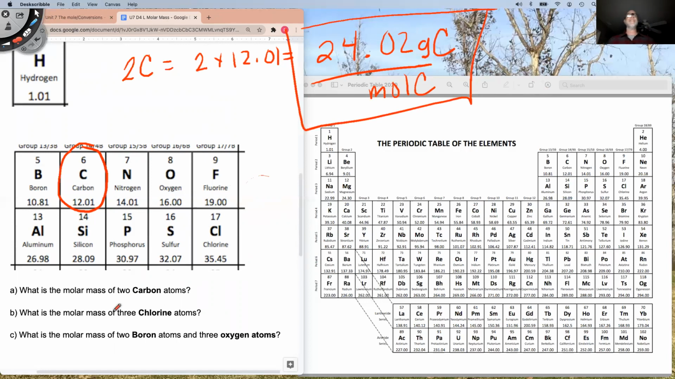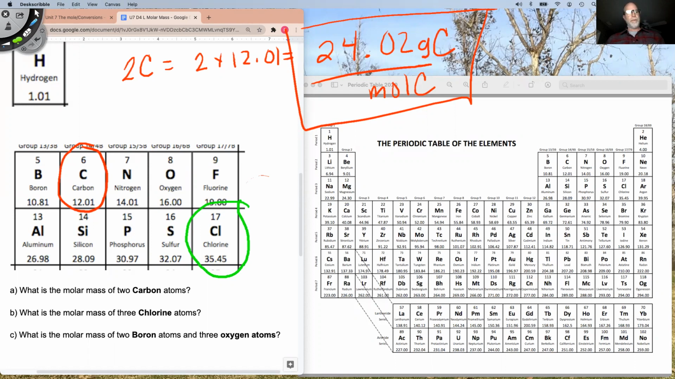All right, so what is the molar mass of 3 chlorine atoms, ladies and gentlemen? Let me put that in green because chlorine is usually signified with green. There it is. What's the mass of 3 chlorine atoms? This one's a little bit more difficult. So I'm going to take out my calculator and put in 3 times 35.45, equals, ladies and gentlemen, right?